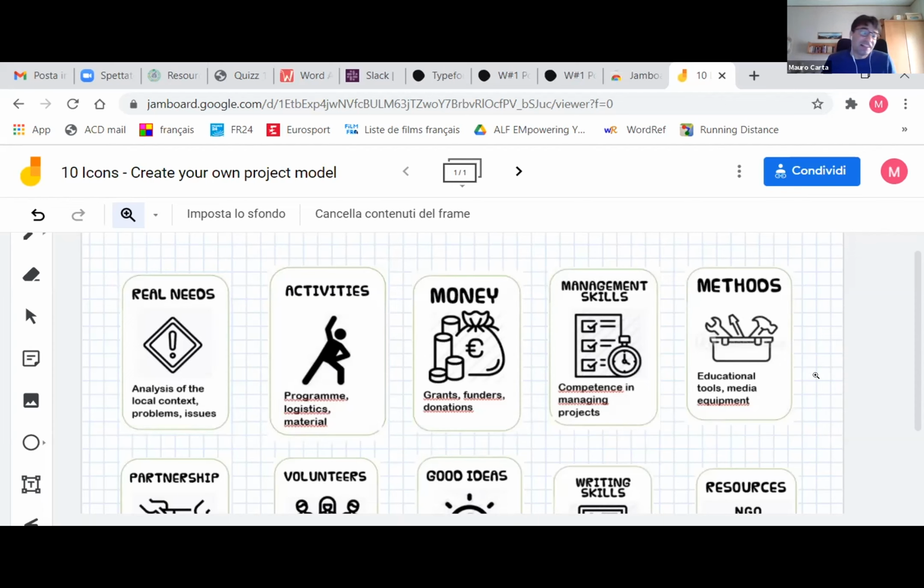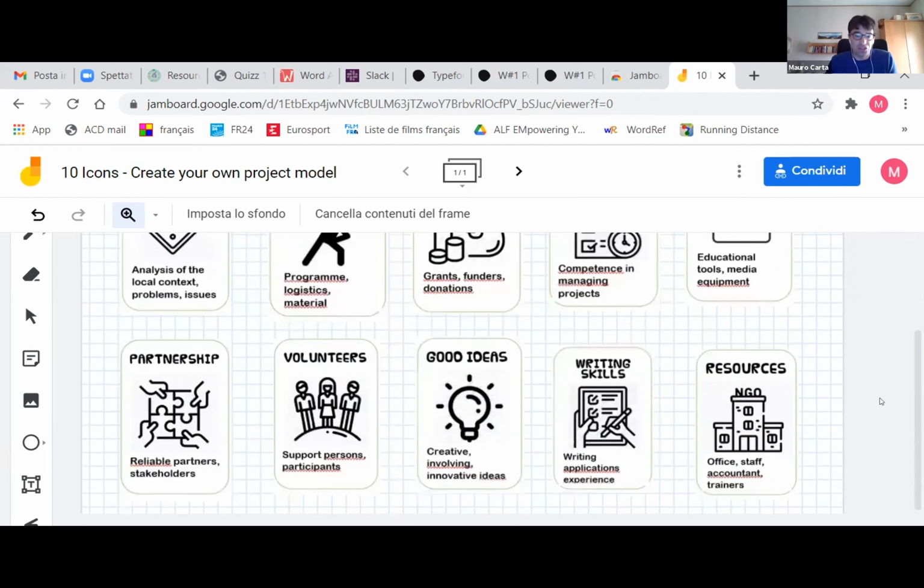Methods. It links with activities. Of course, when you do non-formal education activities, you also need methods. They can be tools, games, or any other creative instruments you can use in order to boost the learning dimension of the activities. Partnership, this is also another essential element.